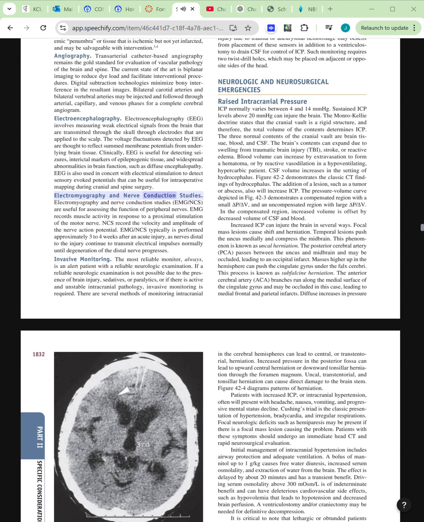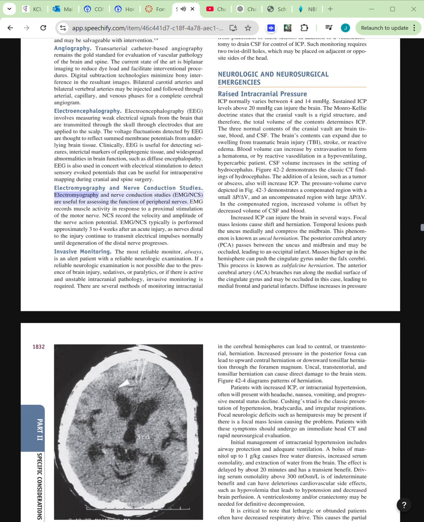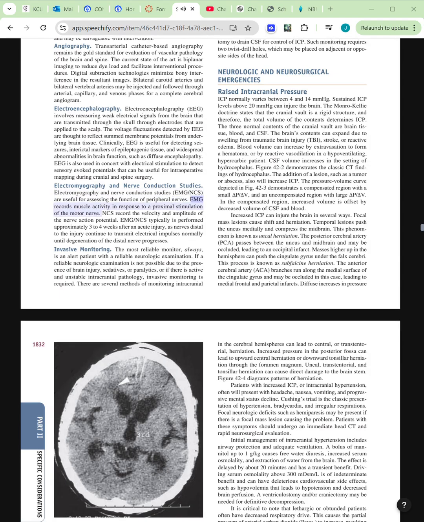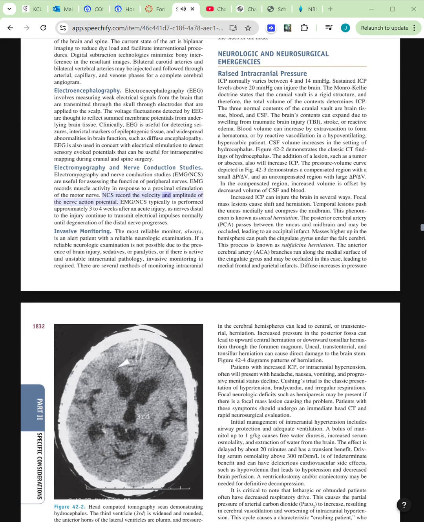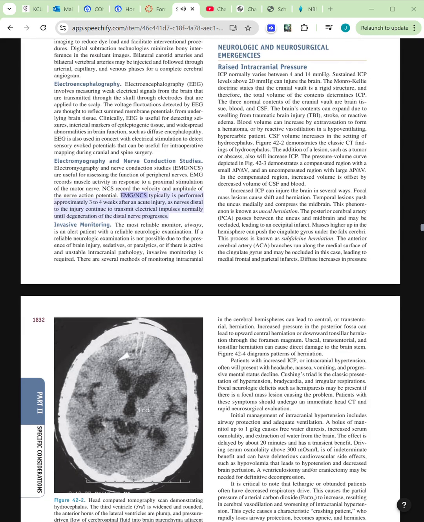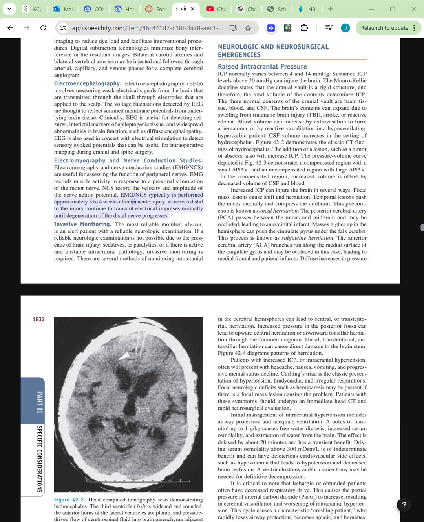Electromyography and nerve conduction studies. Electromyography and nerve conduction studies are useful for assessing the function of peripheral nerves. EMG records muscle activity in response to a proximal stimulation of the motor nerve. NCS record the velocity and amplitude of the nerve action potential. EMG NCS typically is performed approximately 3 to 4 weeks after an acute injury, as nerves distal to the injury continue to transmit electrical impulses normally until degeneration of the distal nerve progresses.